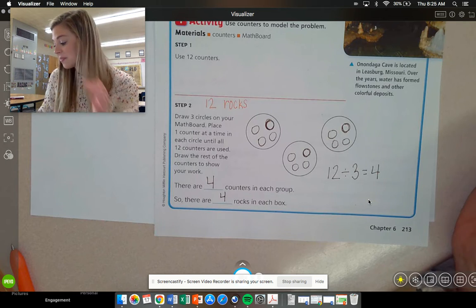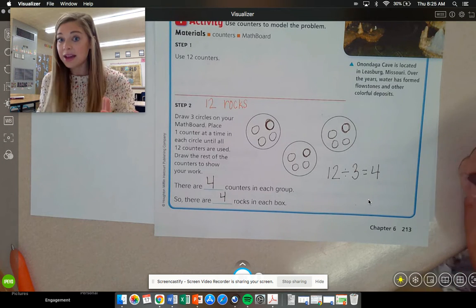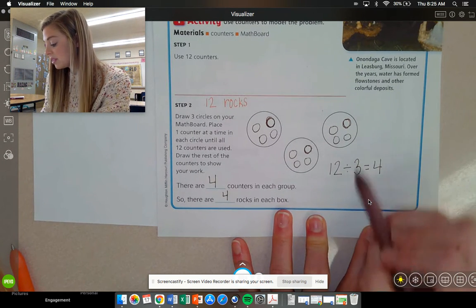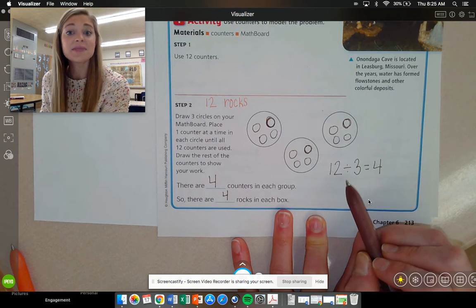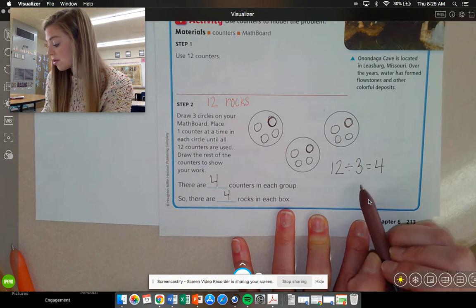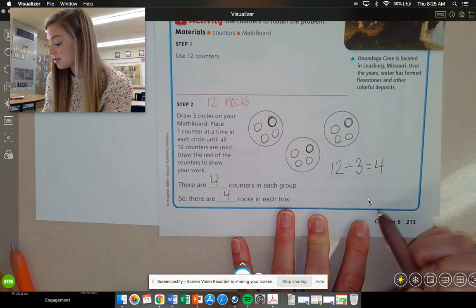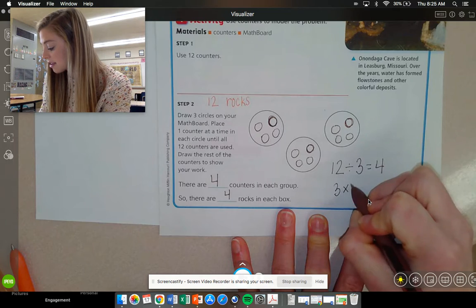How cool. And you might notice that division is just backwards multiplication. So 3 times 4 is 12. So those are related facts.